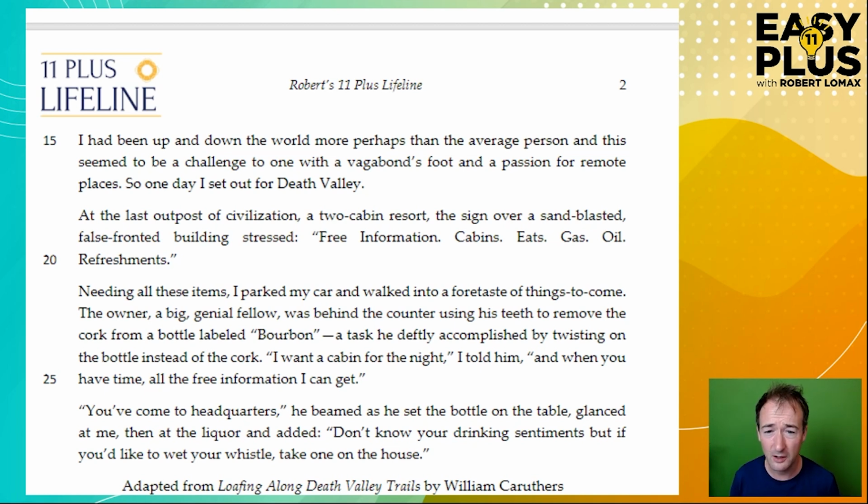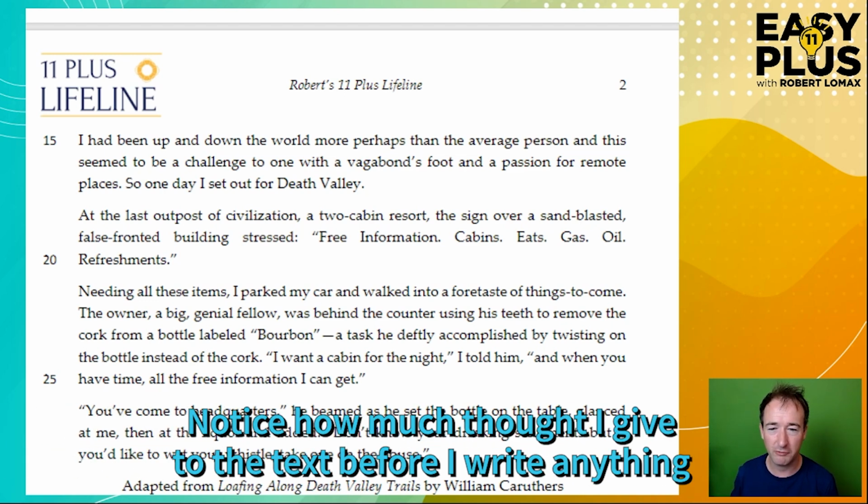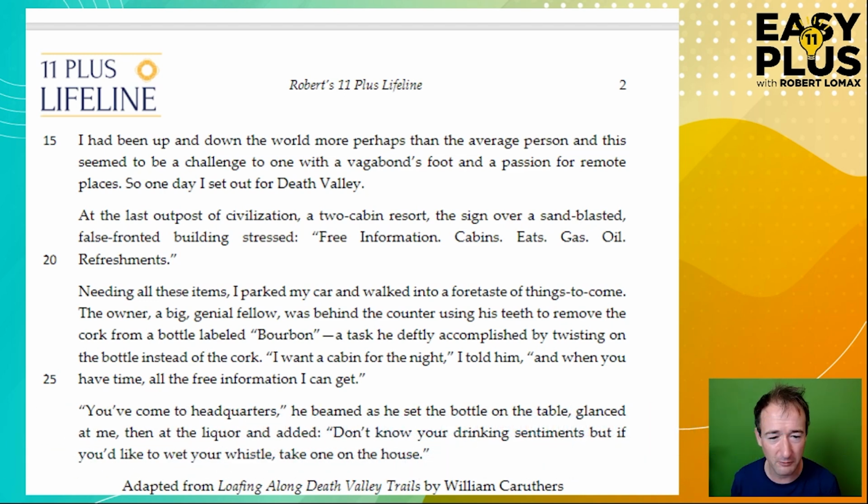Let's look at the list again. Free information, cabins, eats, gas, oil, refreshments. Now, almost all of these really are items. Cabins, eats, that means food, gas, oil, refreshments. All of these are items of one kind or another. But free information really isn't an item.